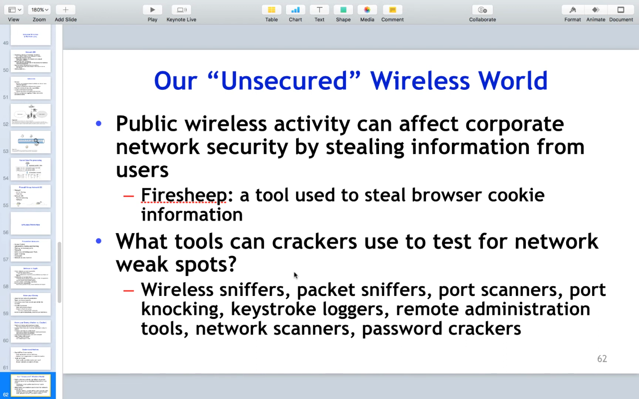So the problem with trying to secure an environment is that when you have an environment with a public wireless network, it can affect network security by stealing information from users. There are tools like Firesheep, a tool used to steal browser cookies. If your public network is actually connected to your internal network, an attacker could connect to your Wi-Fi network, and if that's not segmented from your internal network, they can connect to it and start doing vulnerability scans and port scans, trying to sniff out your network. So when you're securing your network, you need to make sure that you have that type of segmentation in place.